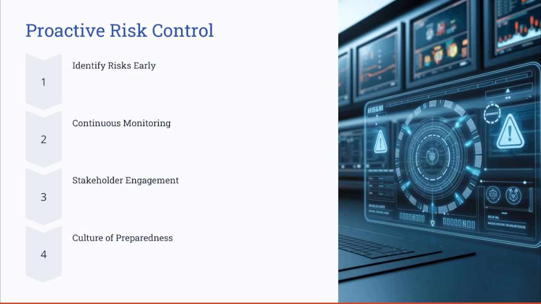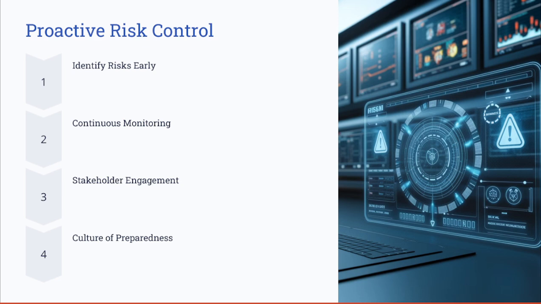Proactive risk control emphasizes anticipating risks and taking early action to mitigate them. Proactive risk control includes identifying the risks before they escalate. Also, it involves continuous monitoring and stakeholder engagement, which fosters a culture of preparedness and agility.